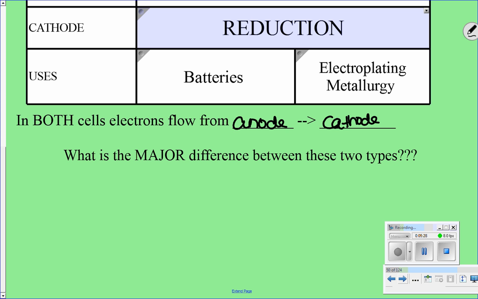The major difference between these is whether or not they're spontaneous. So a voltaic cell is spontaneous. Reactivity and differences in chemical potential drive it to take that spontaneous chemical reaction and make current off of it.